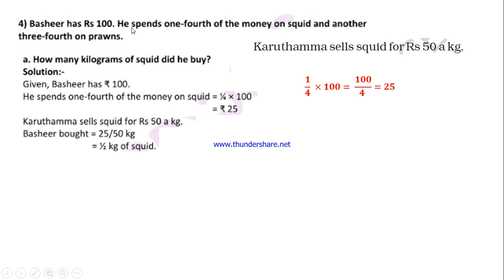Bashir has rupees 100. He spends 1/4 of the money on squid and another 3/4 on prawns. So first we are going to find how many kilograms of squid did he buy. First let's find out 1/4 of rupees 100. He spends 1/4 of the money on squid, so 1/4 multiplied by 100. 1/4 of means we have to multiply 1/4 by the value 100.